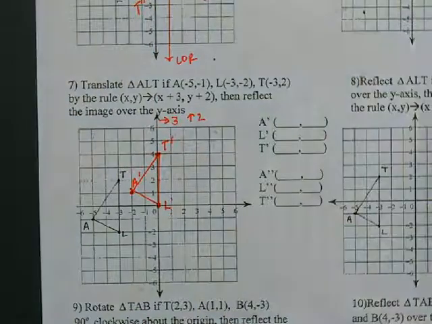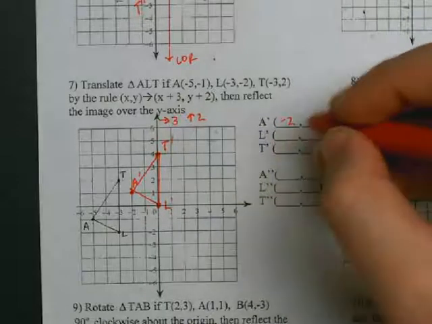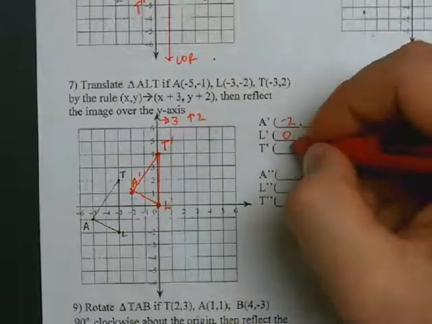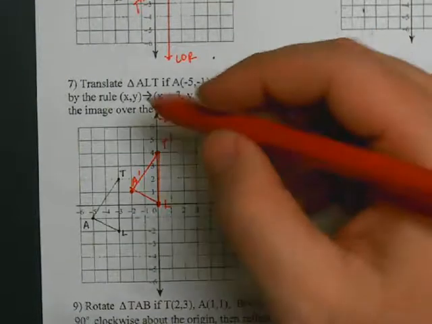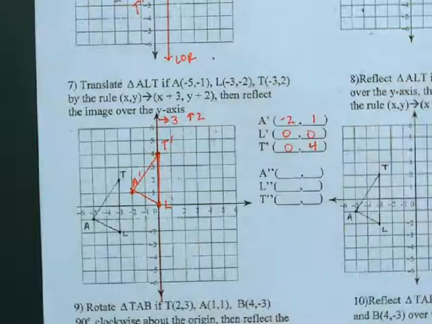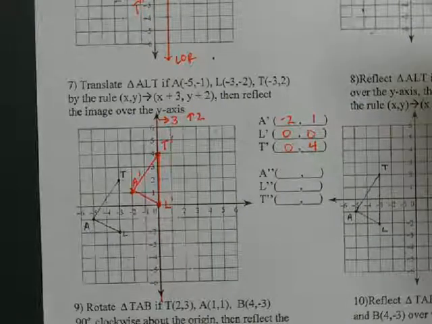Okay? And then we have A prime is negative 2, 1. L prime is 0, 0. And then T prime is 0, 4. Okay? Then it says reflect across the y-axis. So you're going to reflect it. Here is the y-axis. So when you reflect across the y, if you look at your reference sheet, it says change the sign of the x. So you just got to change the sign of the x.